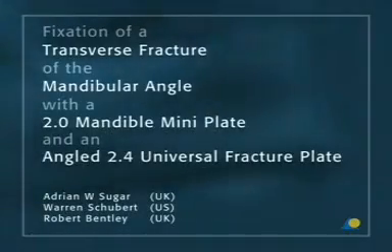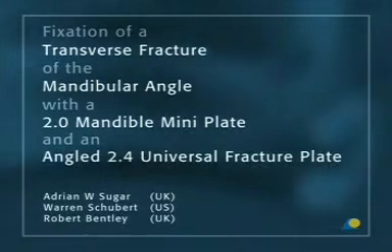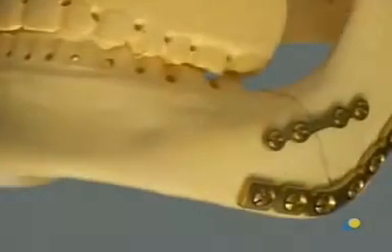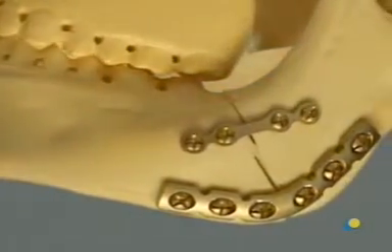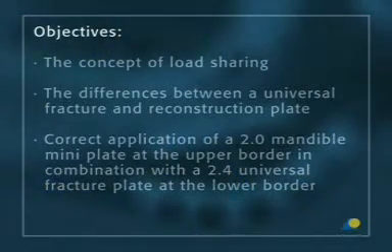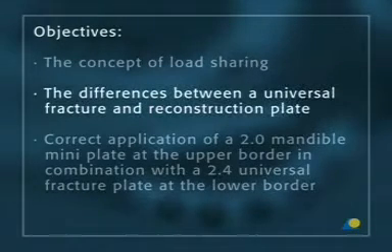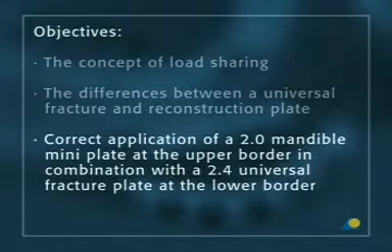A transverse fracture of the mandibular angle will be fixed with a 2.0 mandible mini plate at the upper border and an angled 2.4 universal fracture plate at the lower border. The objectives of this exercise are to understand the concept of load sharing, the differences between a universal fracture plate and a reconstruction plate, both in design and in application, and the correct application of a 2.0 mandible mini plate at the upper border in combination with an angled 2.4 universal fracture plate at the lower border.